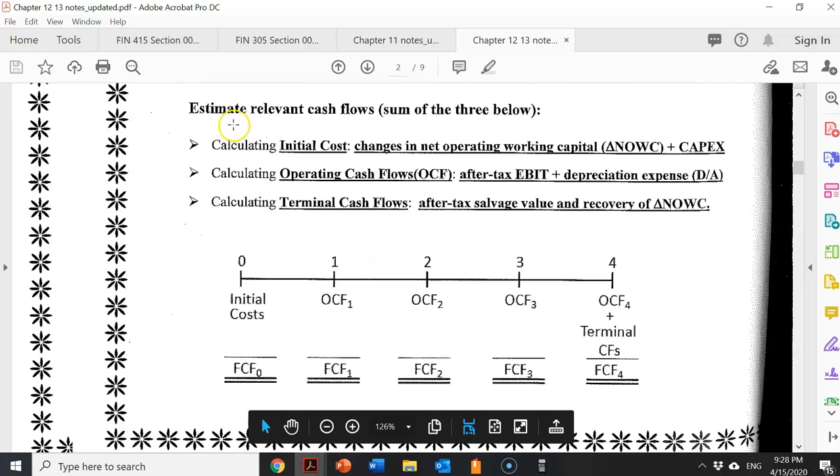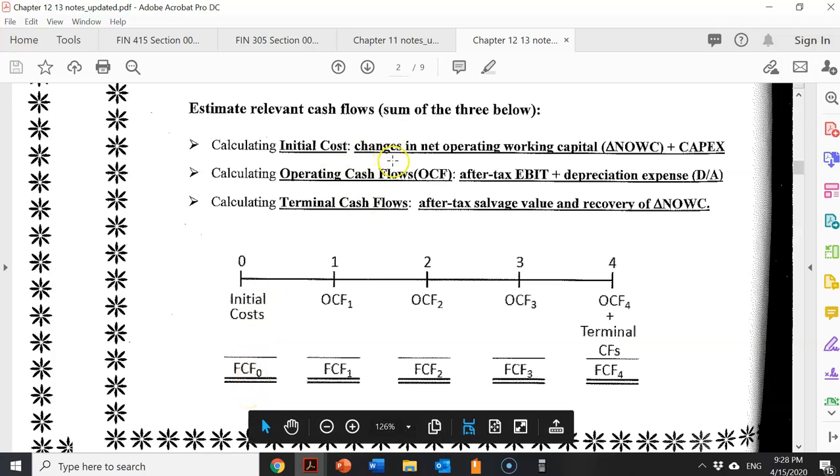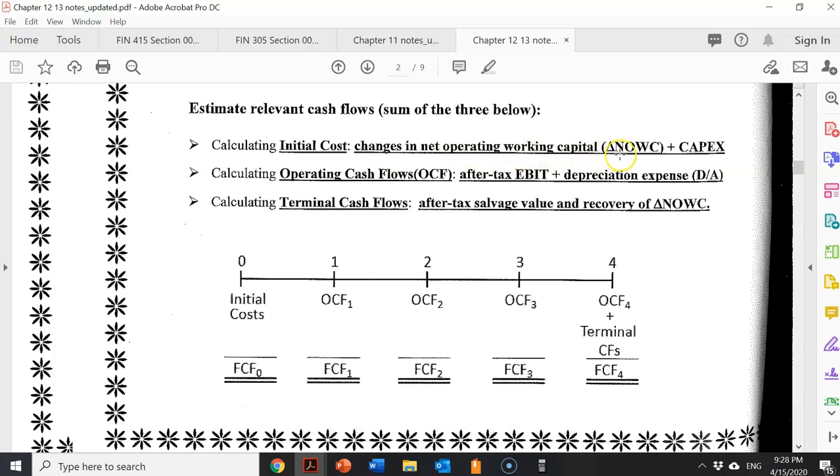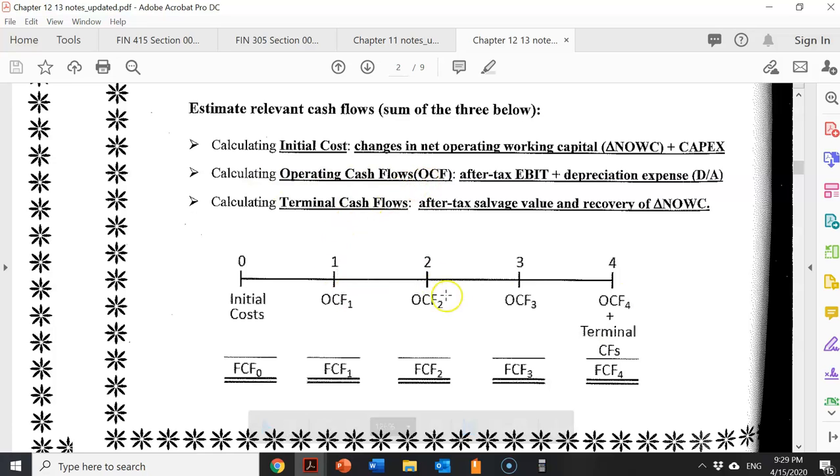Estimate relevant cash flows, the sum of the 3 below. We will calculate the initial cost at time 0, which is free cash flow 0. It's going to be the change in net operating working capital, delta NOWC, plus capital expenditure. During the lifetime of the project, we will calculate operating cash flow, OCF, at time 1, 2, 3, 4 for this 4-year project. It's going to be the after-tax EBIT plus depreciation as our OCF 1, 2, 3, 4.